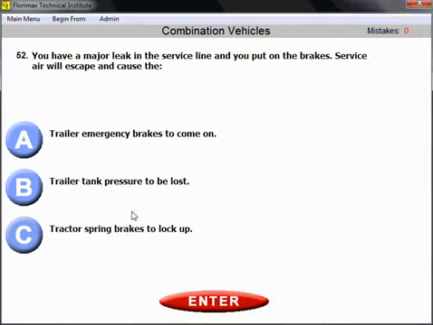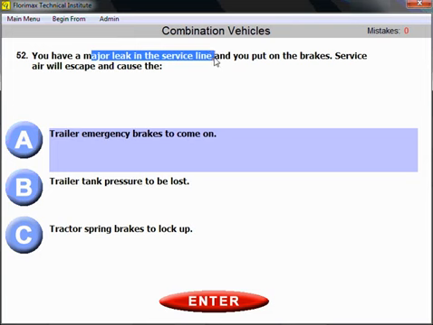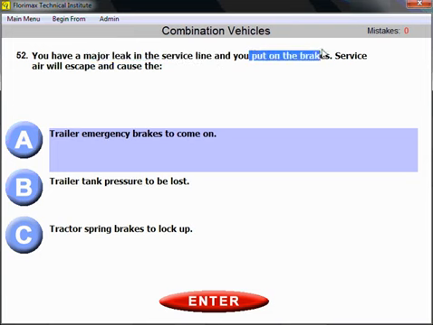Secure. Question number 52. You have a major leak in the service line and you put on the brakes. Service air will escape and cause what? The trailer emergency brakes to come on. Again, if you have a major leak in the service line and you don't touch the brakes, nothing is going to happen. But as soon as you put on the brakes, service air will escape from the system and cause the trailer emergency brakes to come on.